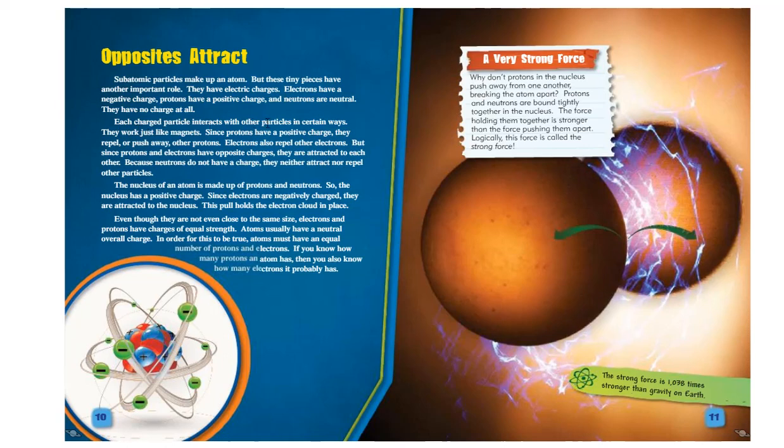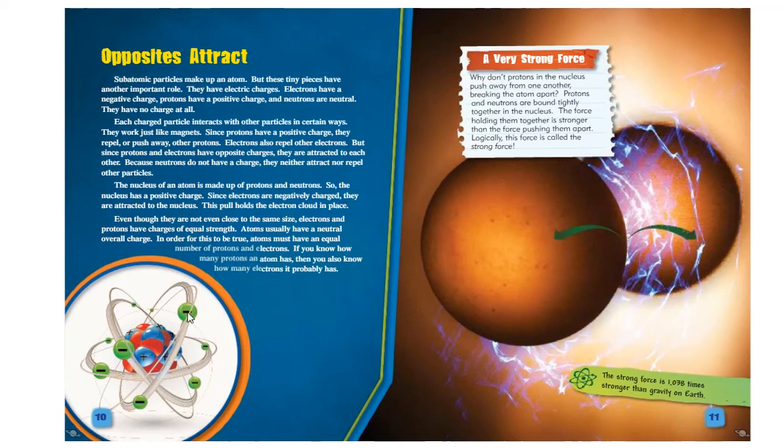Each charged particle interacts with other particles in certain ways. They work just like magnets, if you've played with magnets before. Since protons have a positive charge, they repel or push away other protons. Electrons also repel other electrons. But since protons and electrons have opposite charges, they are attracted to each other. Because neutrons do not have a charge, they neither attract nor repel other particles. The nucleus of an atom is made up of protons and neutrons, so the nucleus has a positive charge. Since electrons are negatively charged, they are attracted to the nucleus. This pull holds the electron cloud in place.